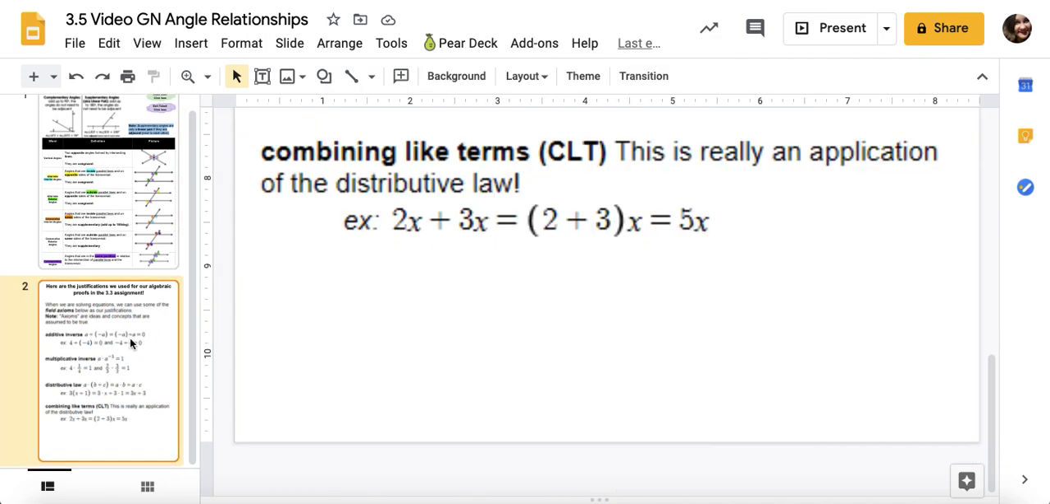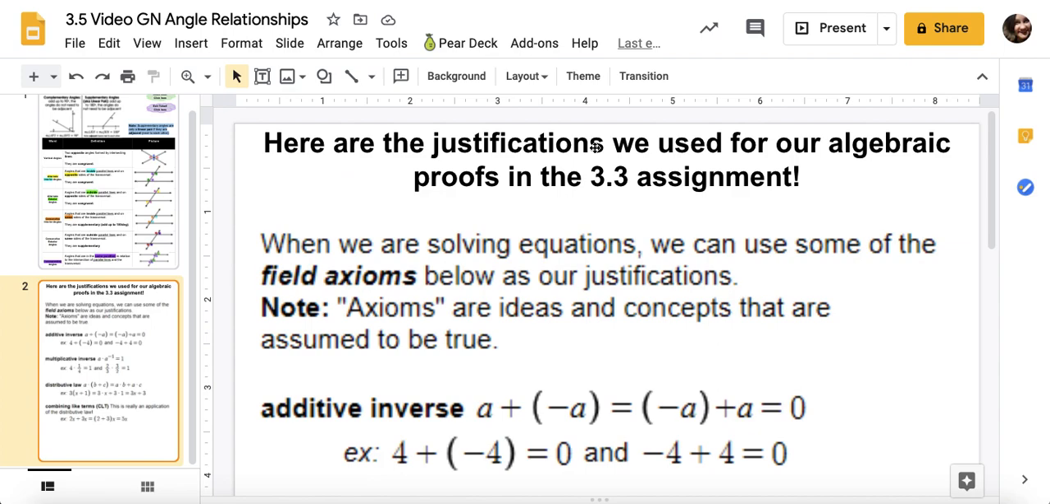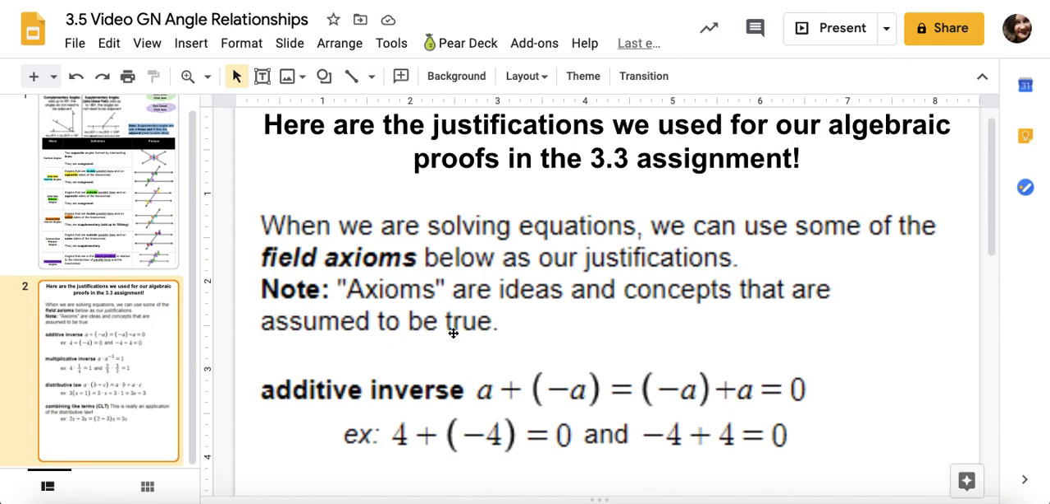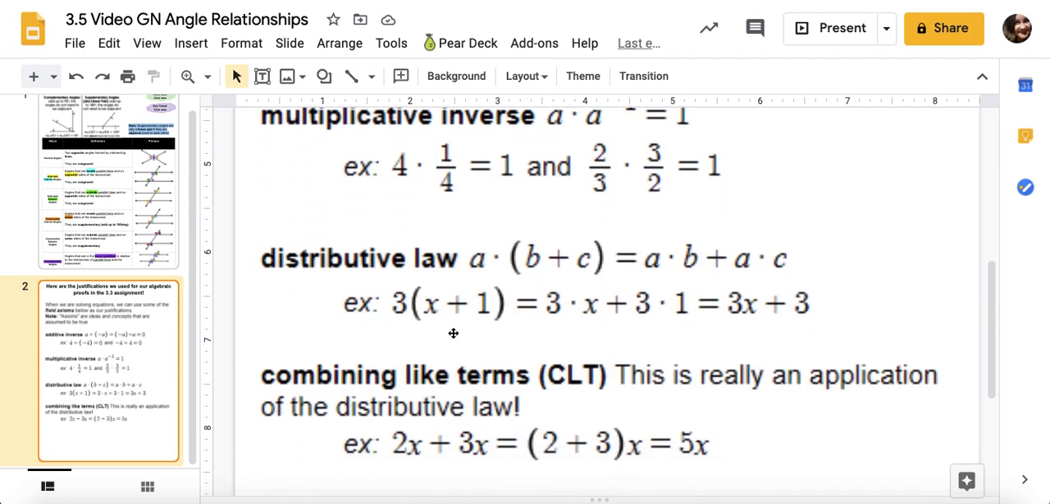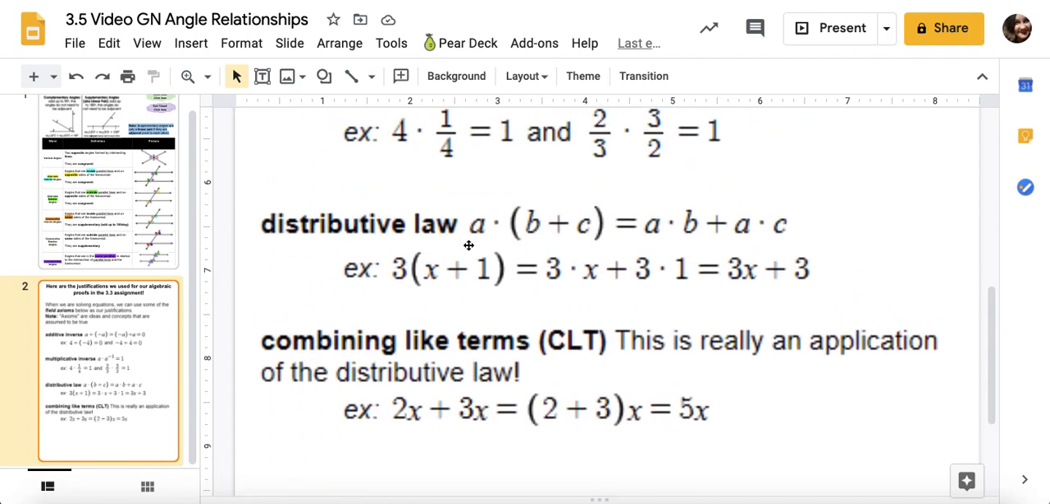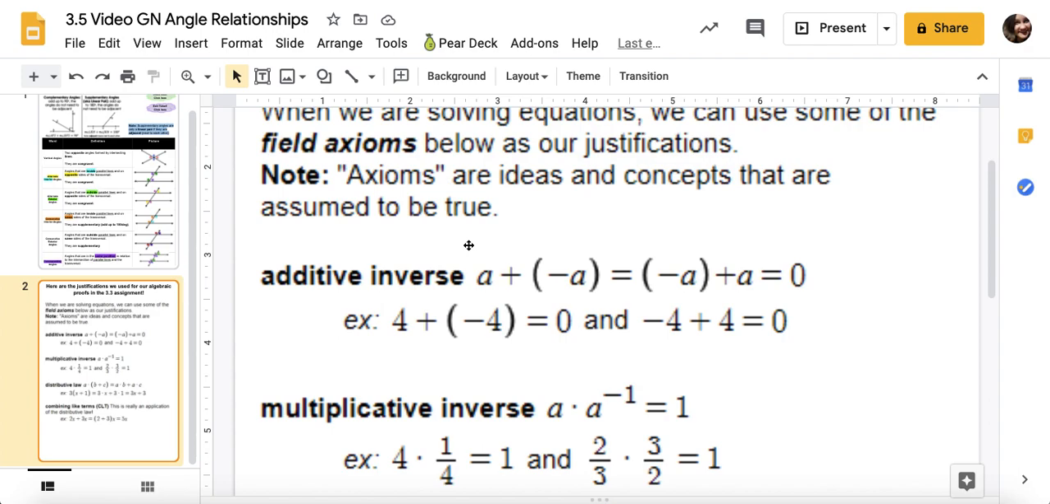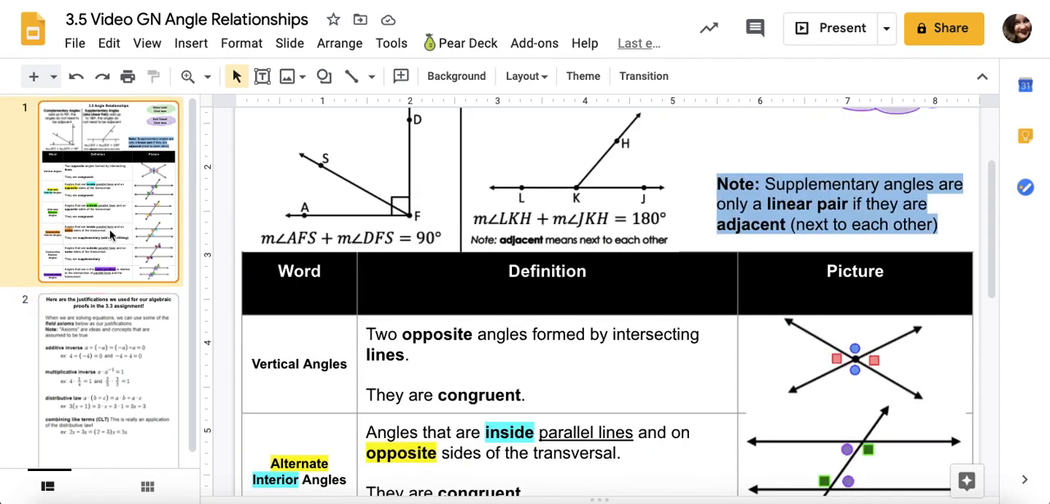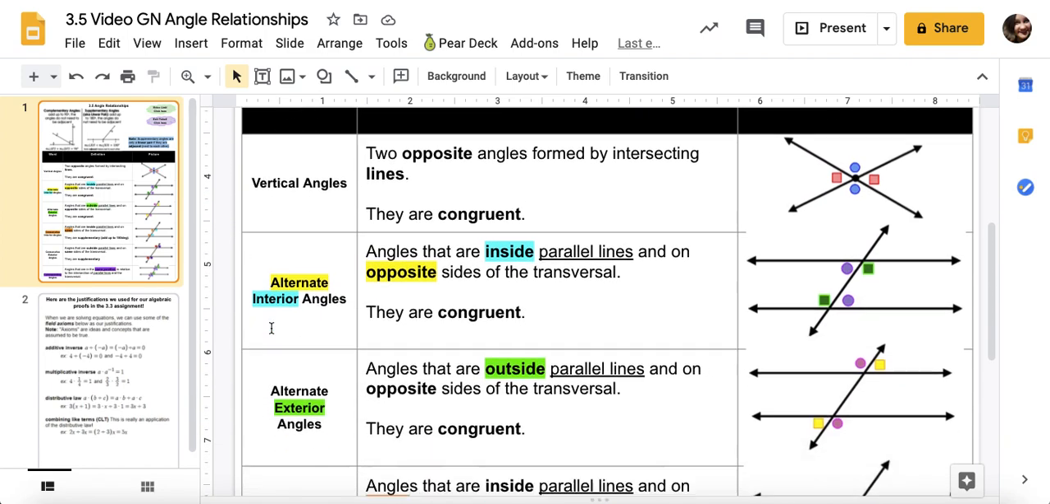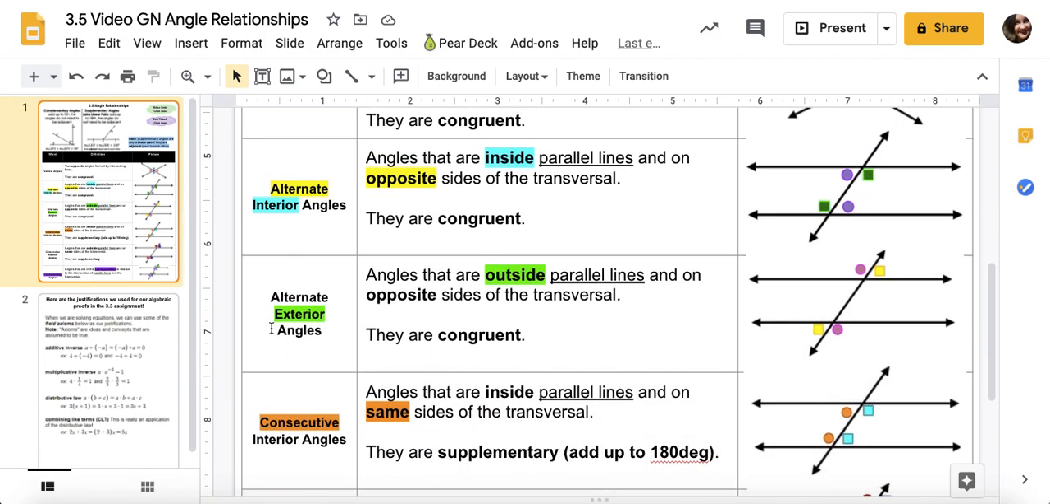Second thing is I told you I was going to put our field axioms on the second page of the notes just so you have them for later on. These are the axioms that we used when we did our algebra proofs. I want you to have them in your notes. We're not going to add anything to them today. I just needed you to have them. Okay, that is all we're going to cover today.